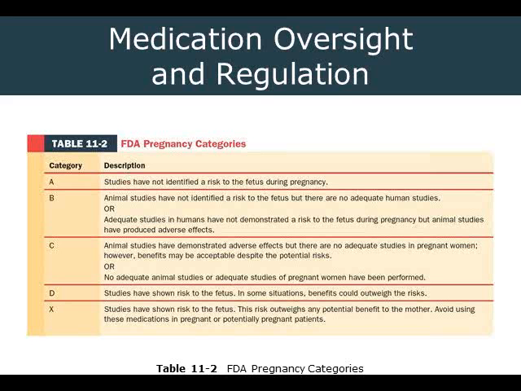Basically, A is great, really should be no issues. D is risky, but there might be a time in which it's okay. And then X, absolutely not. You should not do this. Really, really should not give this because the fetus is most likely going to suffer.